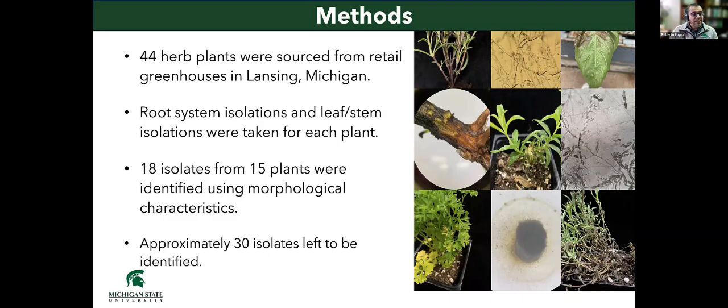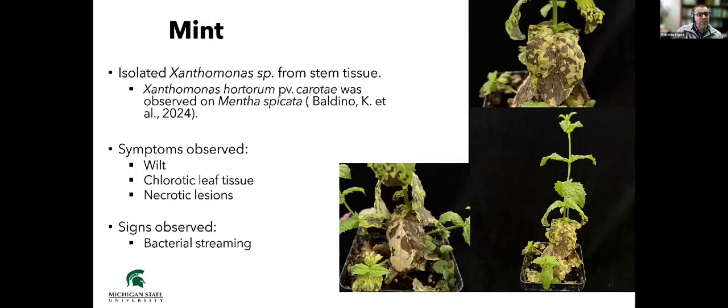So thus far, they have quantified 18 different isolates from 15 different plants, and they're looking at identifying different morphological characteristics for different diseases. So for example, they have found that mint can be affected by Xanthomonas, and these are the symptoms that mint has when it has Xanthomonas.